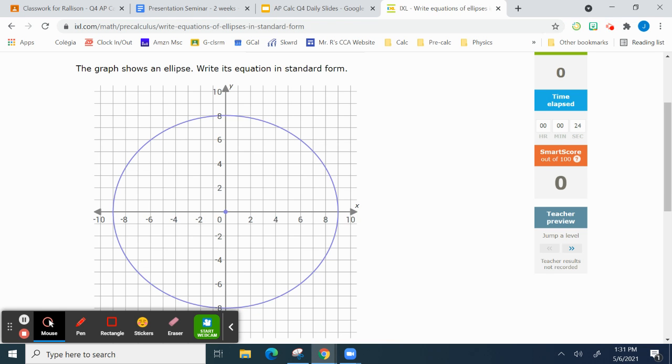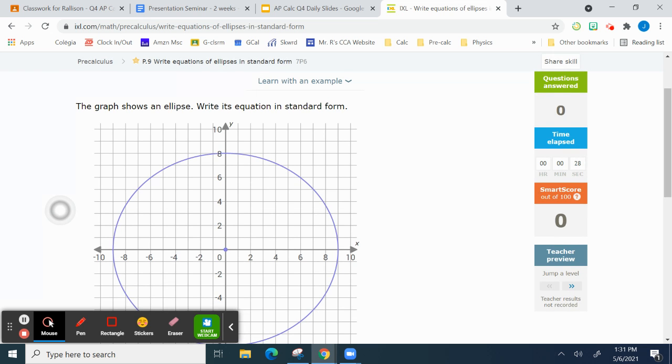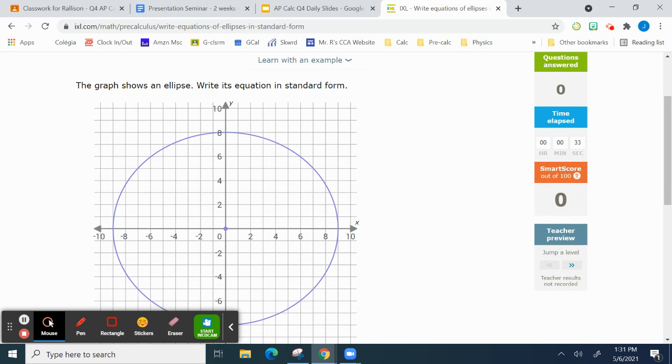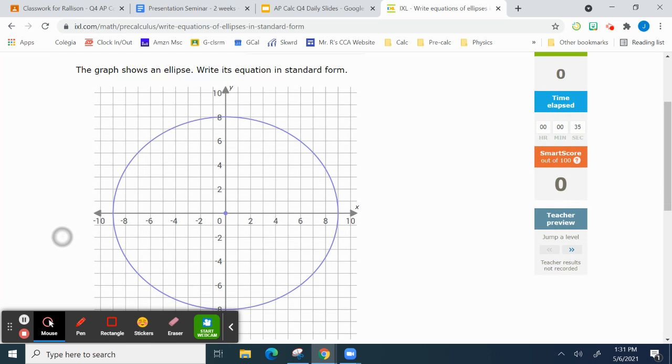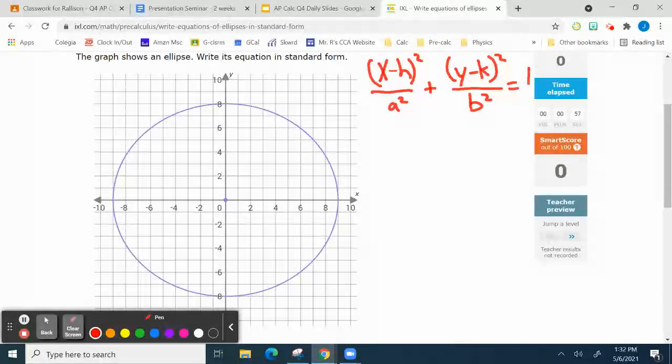Okay, so here we are. This is for IXL P.9, writing equations of ellipses in standard form. So let's just begin by writing down the standard form of an equation. So it's x minus h squared over a squared plus y minus k squared over b squared equals 1.